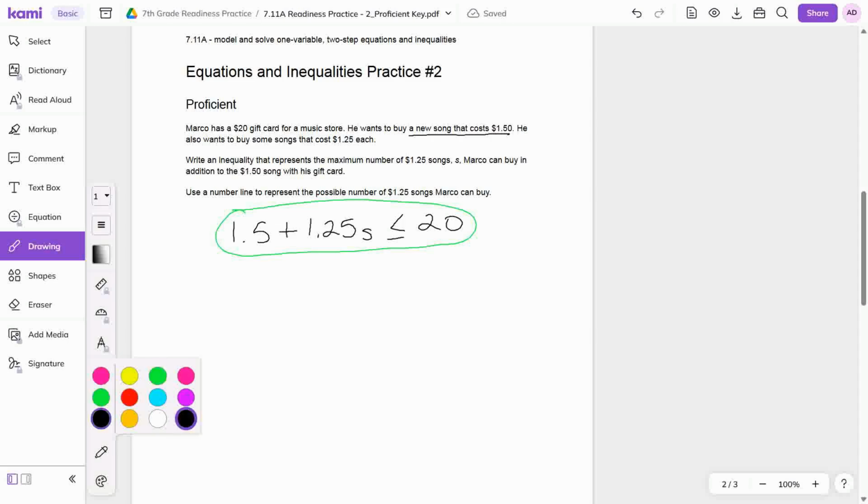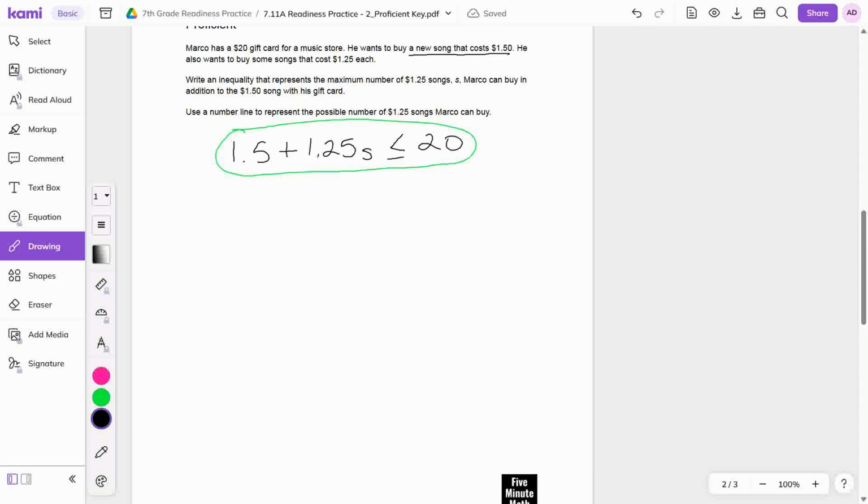All right, so that's going to be that inequality, but now let's represent this with a number line. Well, let's first solve it, then we'll put this on a number line. So we're going to treat it like it's an equation and use our properties of equality. Let's first get rid of that plus 1.5.